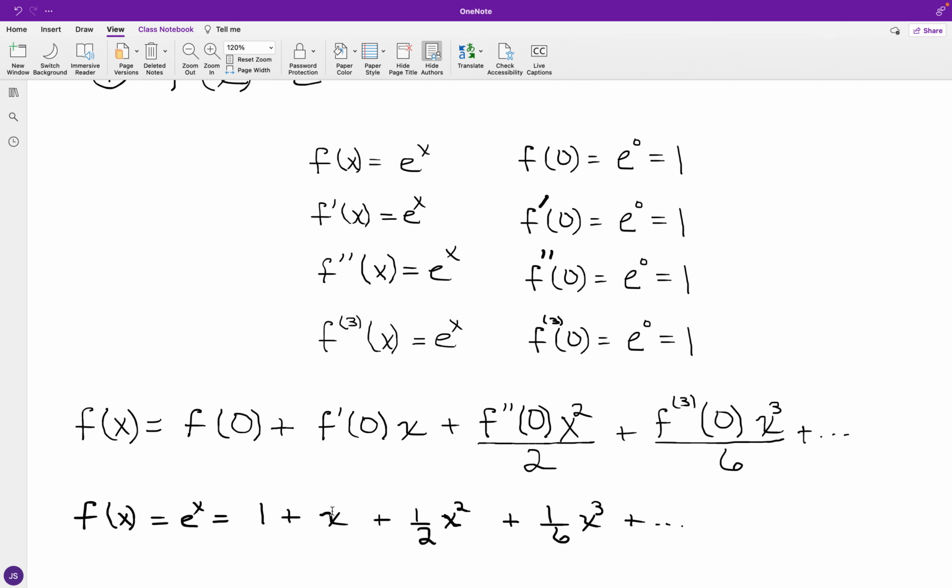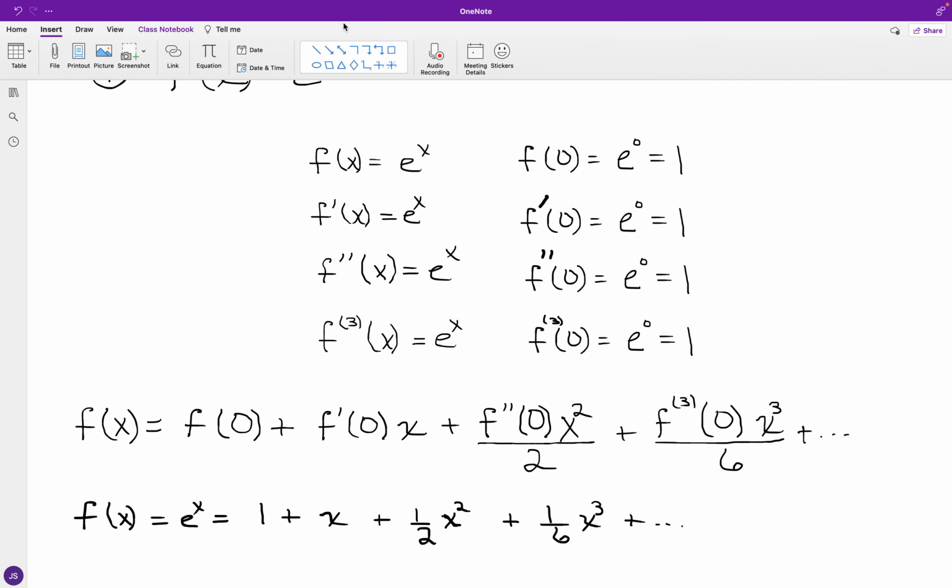Then you have plus 1 times x. Then we have plus 1/2 of x squared. And we have plus 1/6 of x cubed, and so forth. And so that would be what we have in terms of the Maclaurin series for f of x.